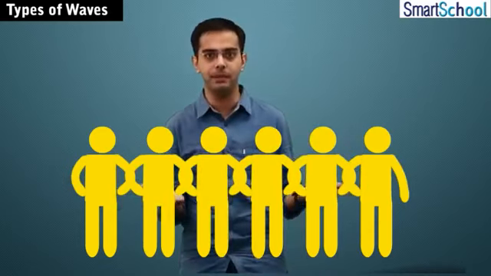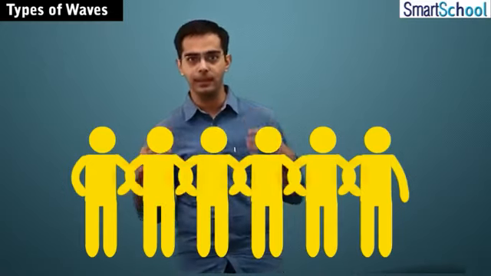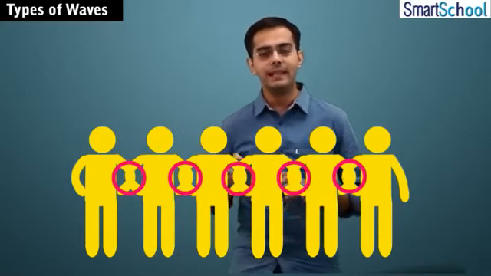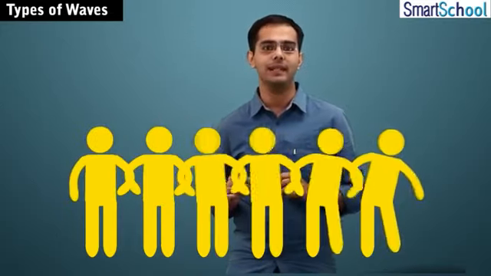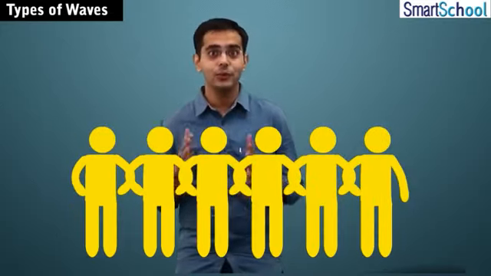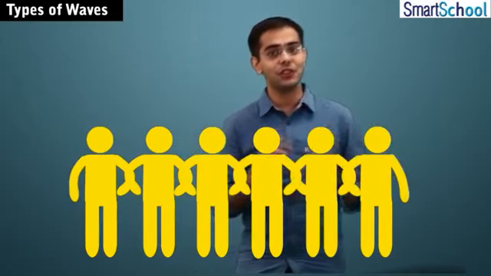So here is the same group of people. But in this case, they're not holding each other through their shoulders, but through their elbows. Now in this case, the first person gently pushes the second person sideways and then pulls him back. You see this push and pull movement, and this is propagated towards the last person of the group.